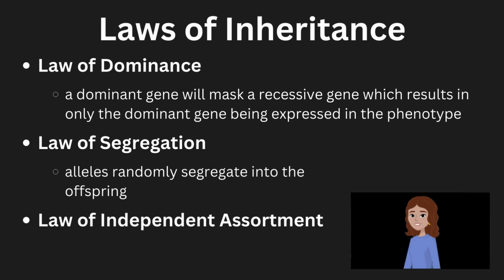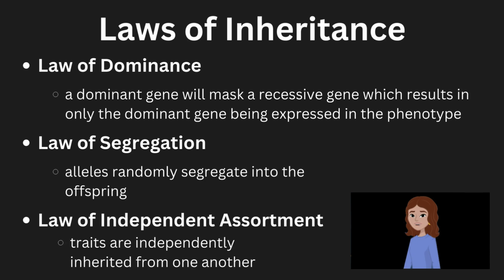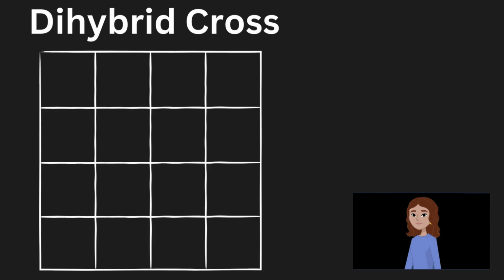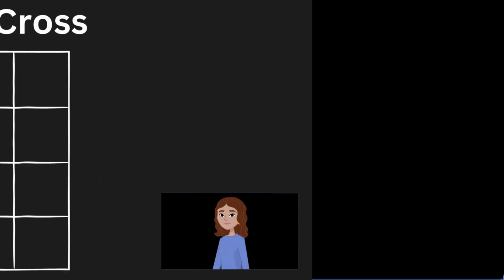Lastly, we have the law of independent assortment, which states that traits are independently inherited from one another. This means that the genes for plant height are inherited separately from pea color. Mendel was able to prove this with what we call a dihybrid cross, which is essentially a massive Punnett square. As it states in the name, a dihybrid cross refers to the testing of inheritance on two different traits, giving us a 4x4 square instead of a 2x2 square.